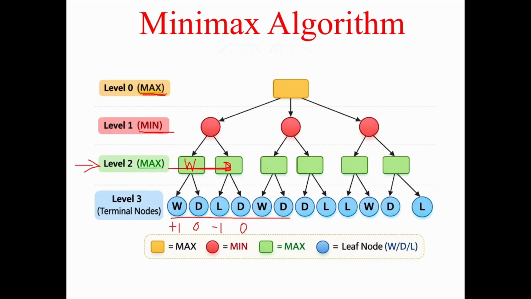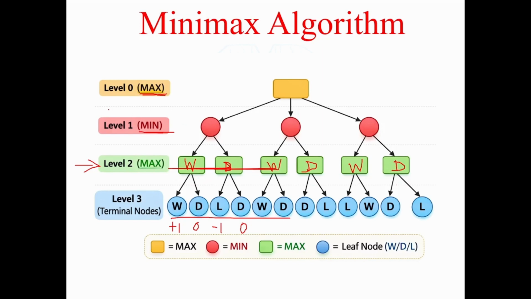So here the maximum is W. According to this node, D, draw, is maximum. According to here, W, win, is maximum. And again here draw is maximum. This is the maximum layer. Yes, we have filled the maximum layer by seeing the children nodes.